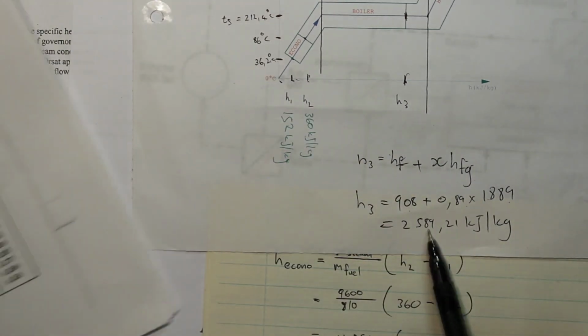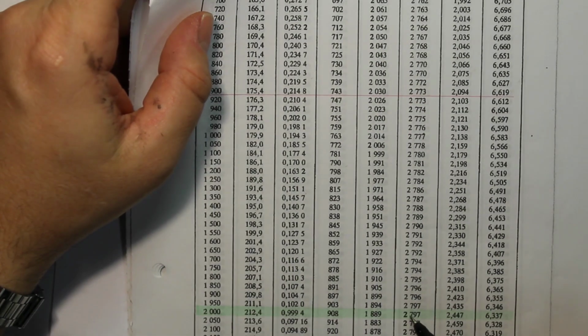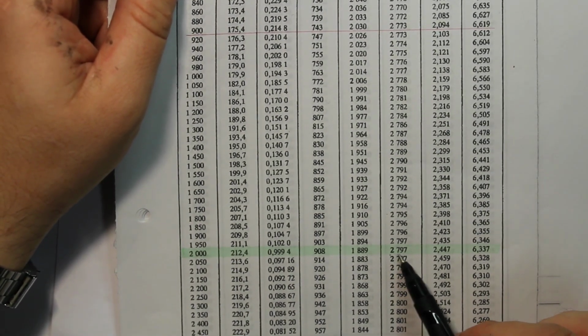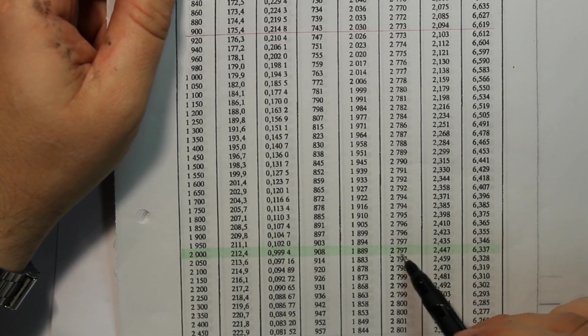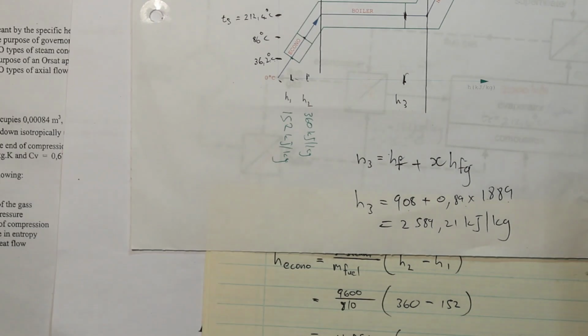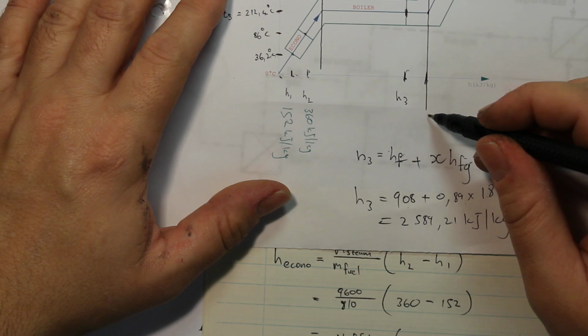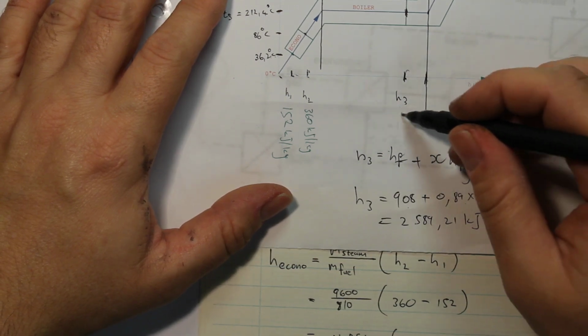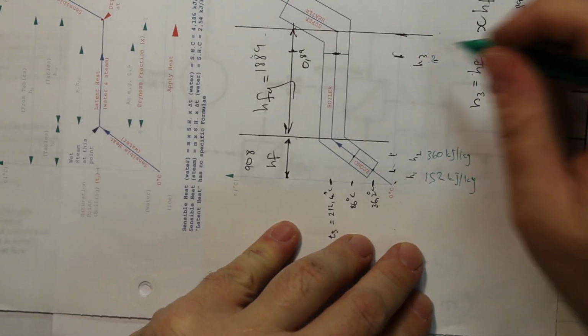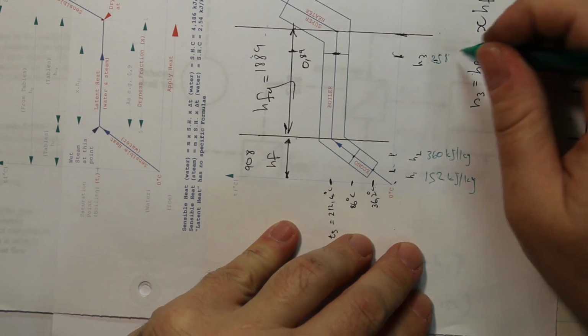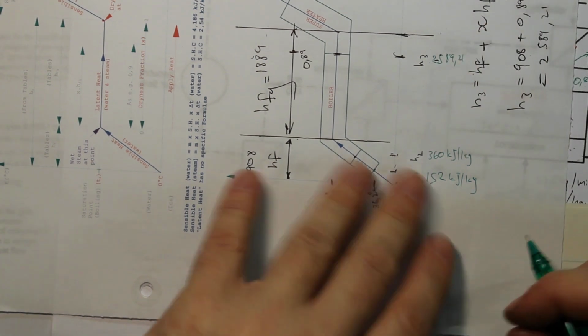You can see that value is just less than HG, when it's a complete gas, which is 2,797. That would be over here, but we're over here. So our value there is 2,589.21 kilojoules per kilogram.